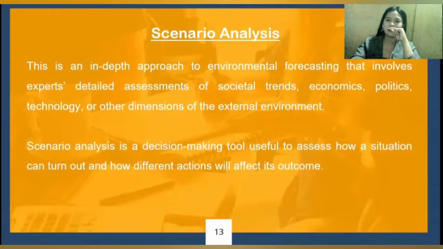When we say scenario analysis, it is an in-depth approach to environmental forecasting, which involves expert, detailed assessment of societal trends, economics, politics, technology, or other dimensions of the external environment. Ultimately, the use of scenario analysis can help insurers to avoid making poor decisions and to identify growth opportunities that could increase the return on equity and reduce income volatility.